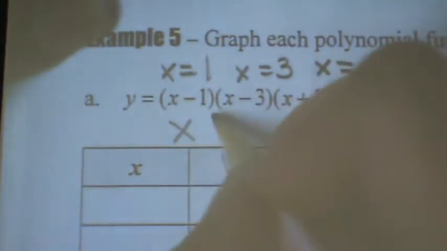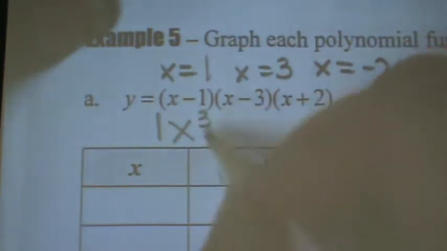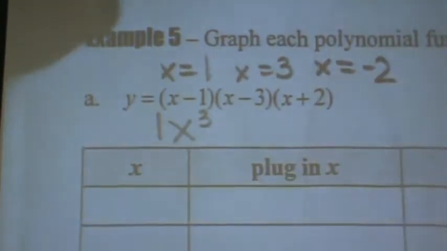X times, it's going to be x to the 3rd, and that's going to be a positive 1. So what do I know about the left and the right behavior? Right, will be going up. It's going to look something like this. Do you agree? I'm going to do it really light. Yeah, that's what it's going to look like.